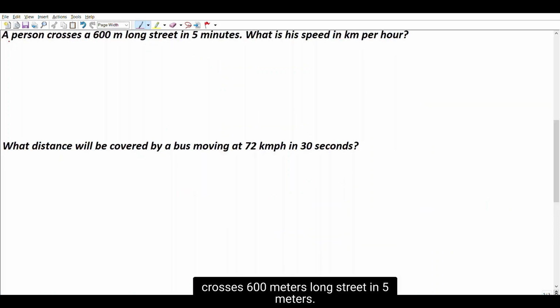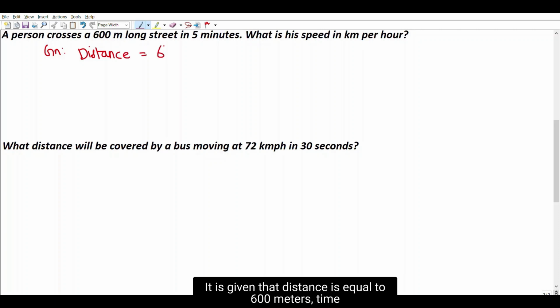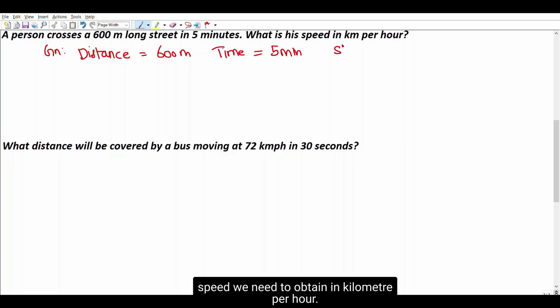A person crosses a 600-meter long street in 5 minutes. What is his speed in kilometer per hour? It is given that distance is equal to 600 meters. Time taken is equal to 5 minutes. Required is speed, and that speed we need to obtain in kilometer per hour.